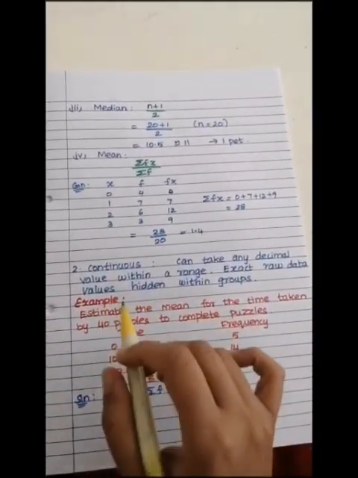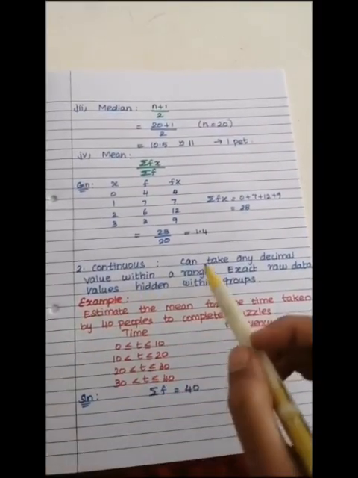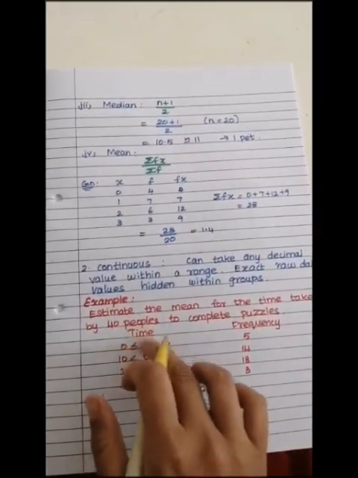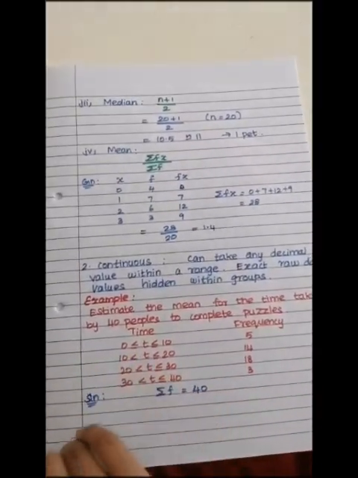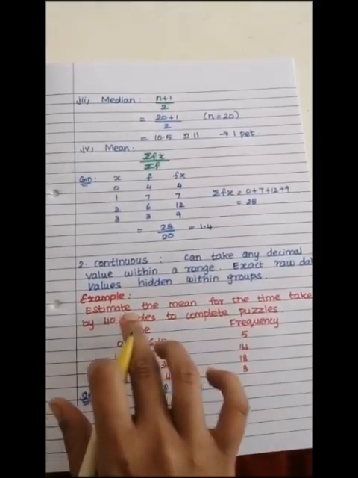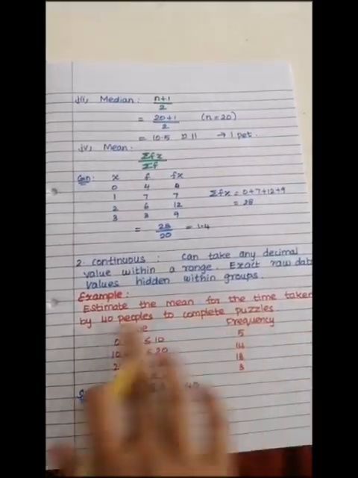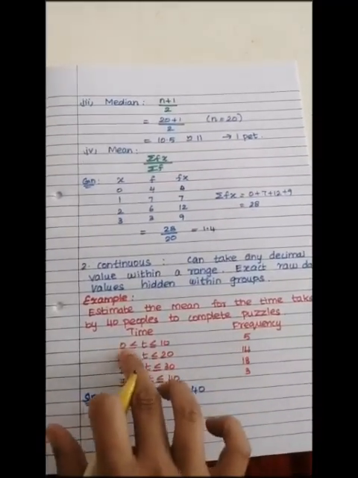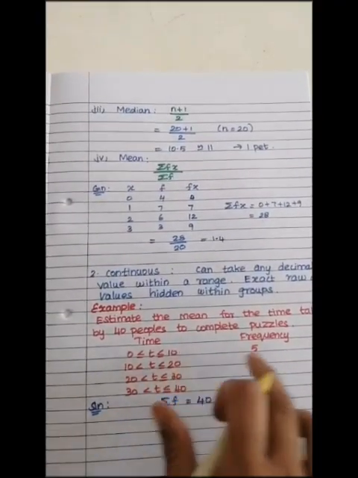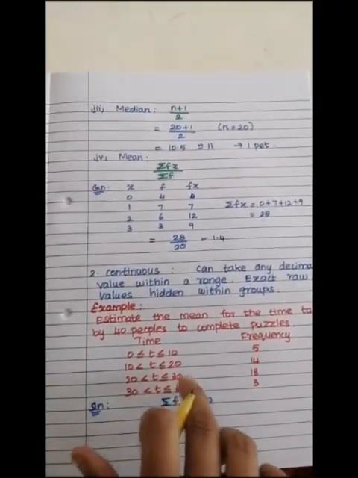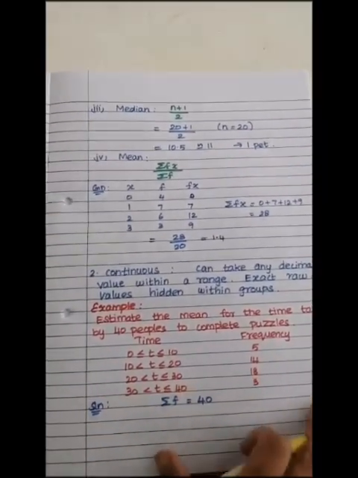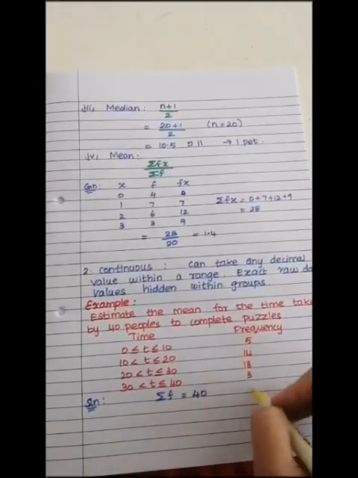Next we are going to see continuous data. Continuous means the exact raw value is hidden within the group. Within the group we have to find that. For example, estimate the mean for the time taken by 40 people to complete a puzzle. This is the question. 0 less than t less than or equal to 10 is 5. 10 less than t less than or equal to 20 is 14. 20 less than t less than or equal to 30 is 18. And 30 less than t less than or equal to 40 is 3. Here the summation of f is 40.